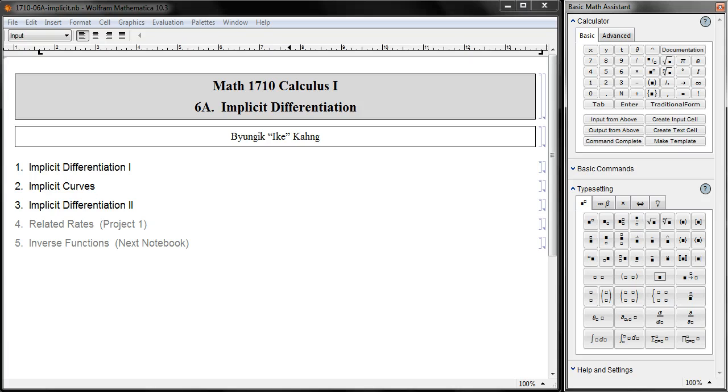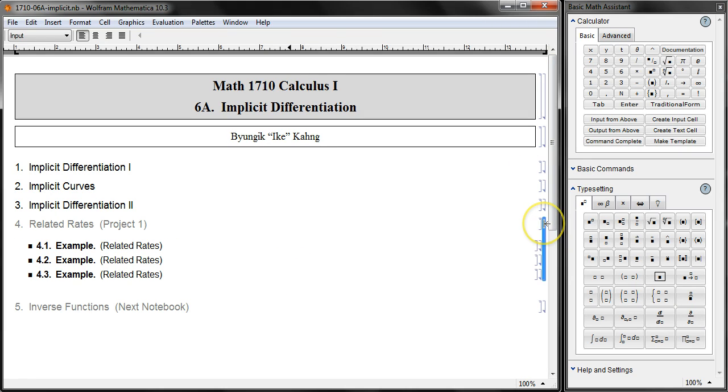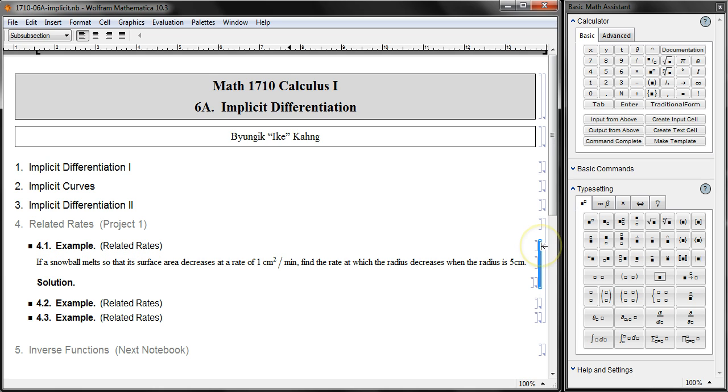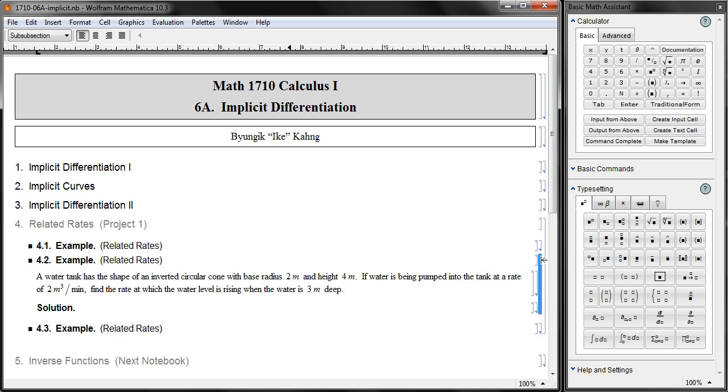Let us resume our discussion on related rates. We are done with the first problem, snowball melting. So let's go over to the next problem.